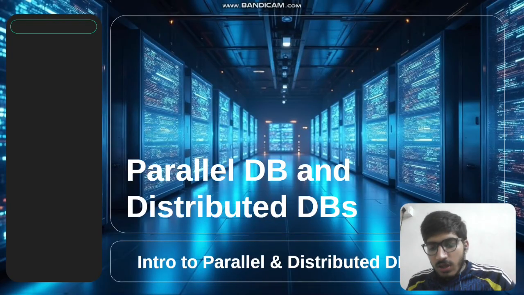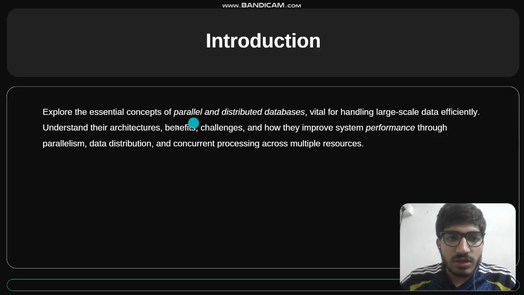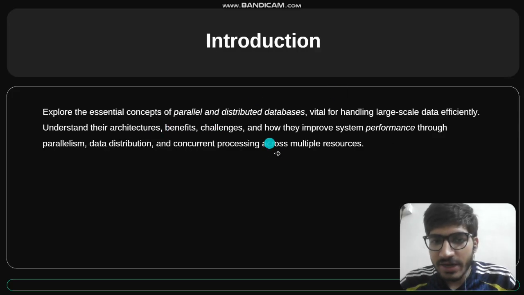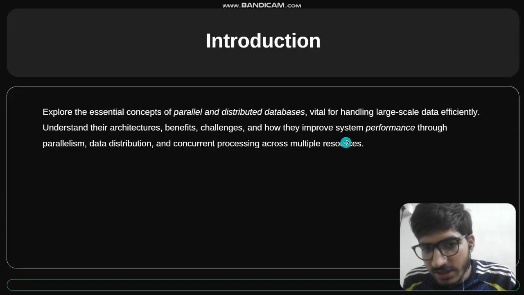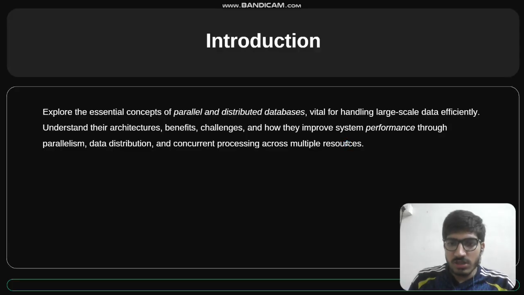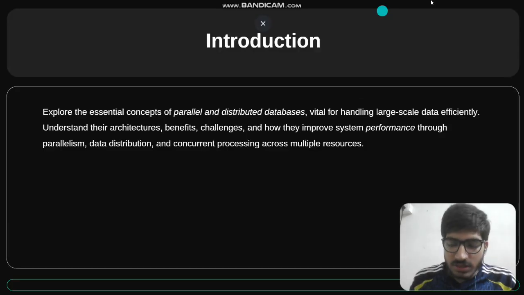Okay, so let's start. Exploring the essential concepts of parallel and distributed databases is vital for handling large-scale data efficiently. Understanding their architectures, benefits, challenges, and how they improve system performance through parallelism, data distribution, and concurrent processing across multiple resources is very essential.